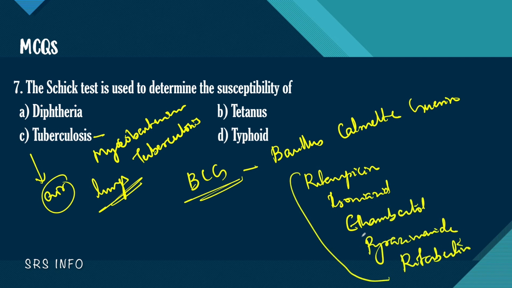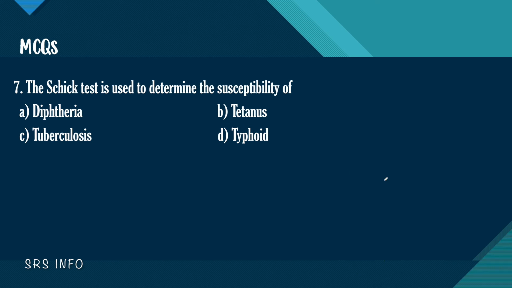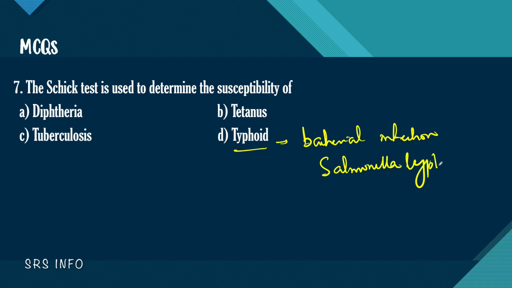These are some of the drugs which are used to treat tuberculosis. Okay, so this is a bacterial infection. The causative organism is Mycobacterium tuberculosis. And typhoid, again this is a bacterial infection. And which bacteria? That is Salmonella typhi.